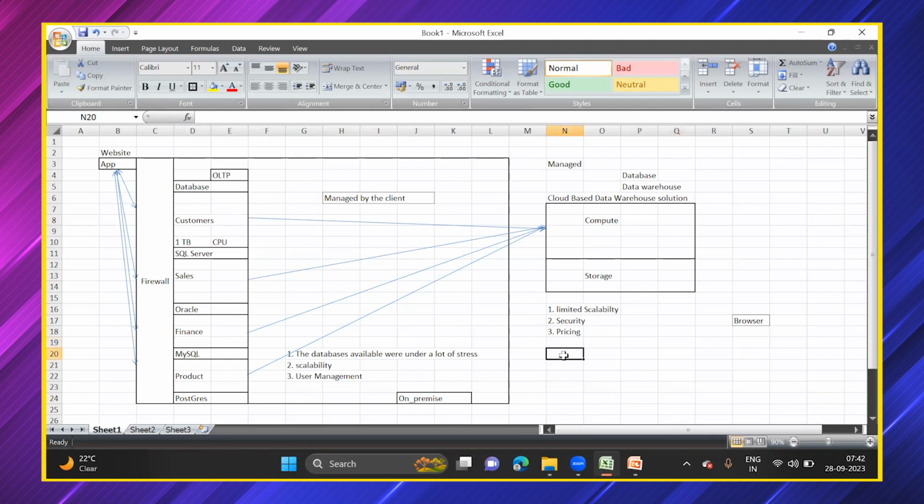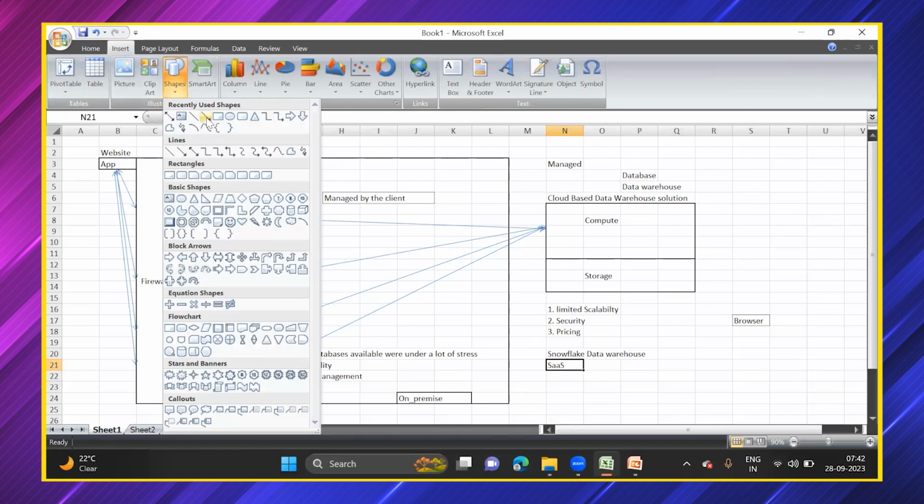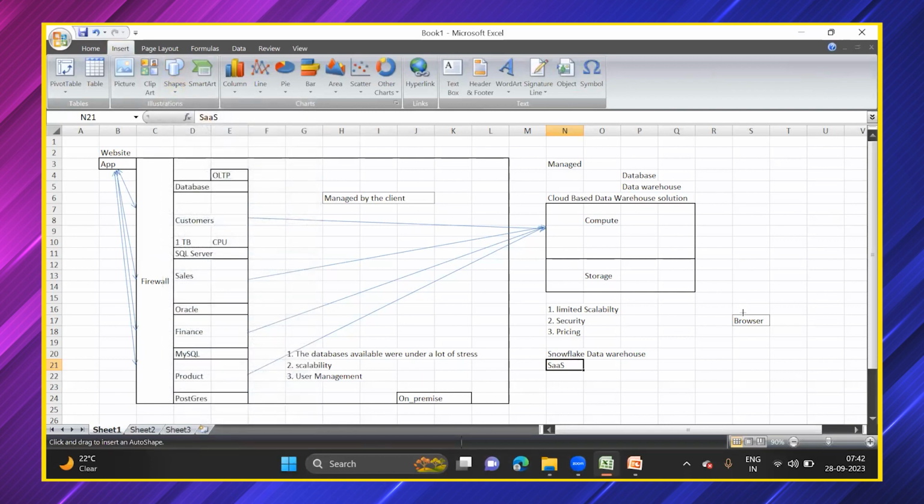That is why, if you talk specifically about the Snowflake data warehouse, it falls into the scenario of software as a service. So whenever we use the Snowflake data warehouse, we do not have to install anything in our system. We will see that in detail later, but at a very high level, we as a user will be logging in from the browser and logging into the Snowflake data warehouse.